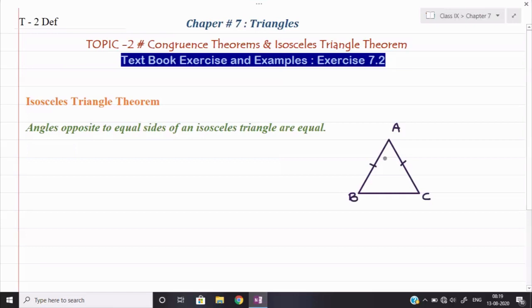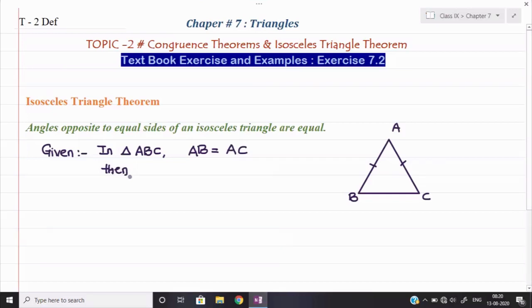So basically, what we are given in the question or in this particular theorem is that in triangle ABC, AB and AC are equal. You can take any two sides as equal. Then how does the theorem work, that we will see. What will happen if AB and AC are equal? Then the angles opposite to these equal sides will also be equal.